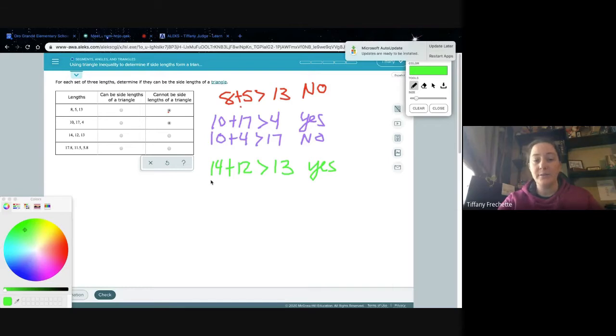All right, so now I'm going to go to the next one. I'm going to go 14 plus 13 is greater than 12. Well, both of these are greater than 12. So I know if I add them together, I'm going to get an answer that's bigger than 12 because I started with two numbers bigger.